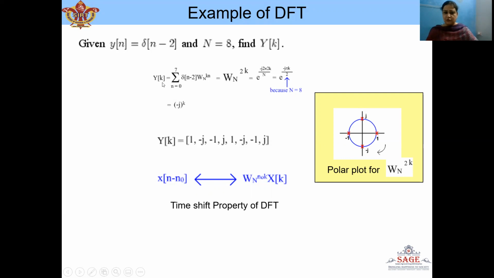Now, here we can see the correlation between the time shifting property and the solution of this example. According to the time shifting property, if any signal x(n) is shifted by n naught units, then in the frequency domain representation I get X(k) W_N^(n naught k). Similarly, here the delta(n) had DFT 1. When I shift it by 2 units, I get 1 into W_N raised to the power 2k. So we get the same answer, which relates to the time shifting property of the DFT.